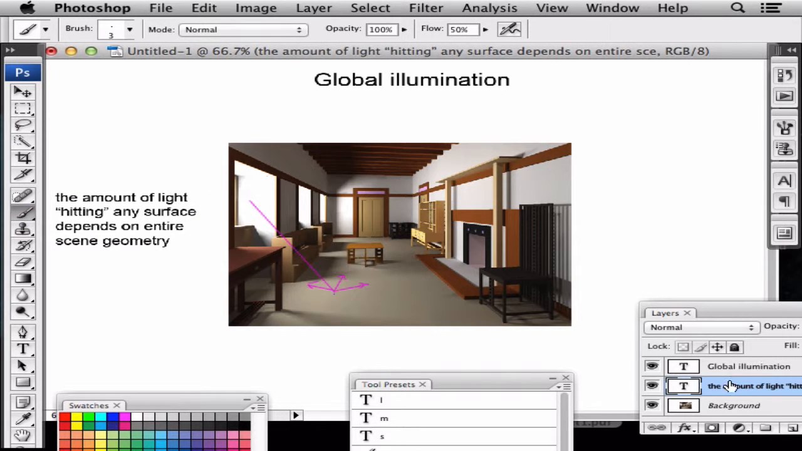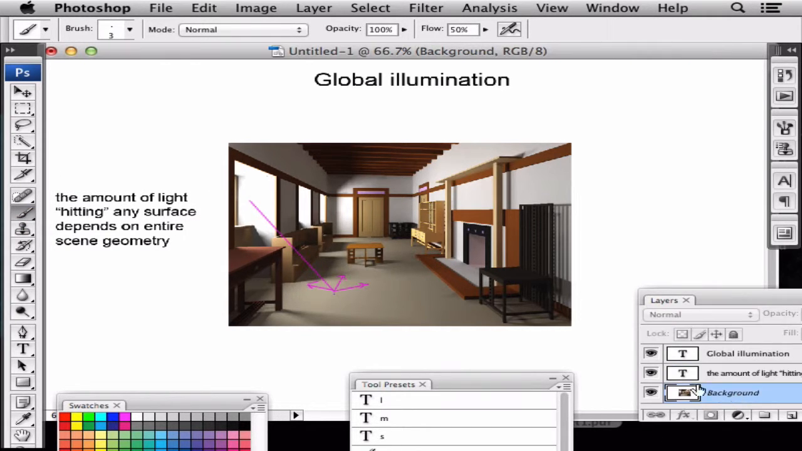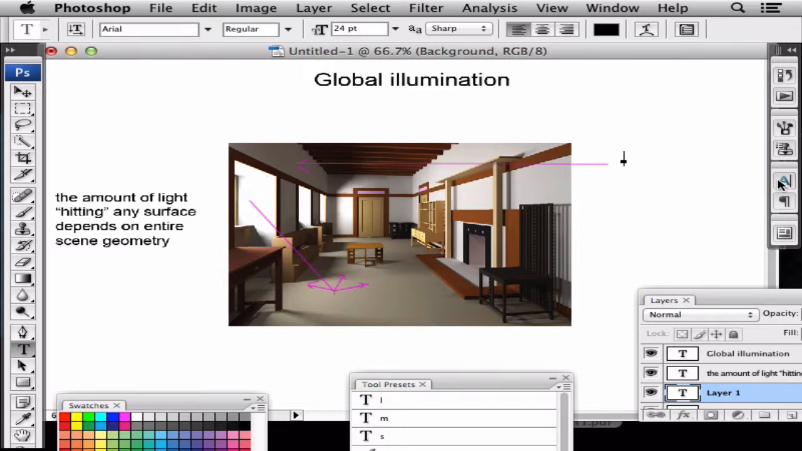Actually, some of these areas are almost entirely lit only by indirect light, like up here, for instance. There's no direct light from the windows hitting that wall, but we can still see it. It's not completely black, and that's because light is bounced off the floor and off the walls, and then hits this wall. So indirect light.